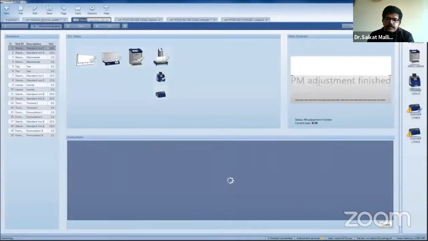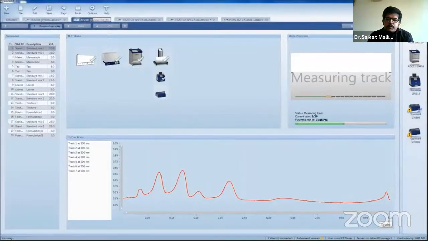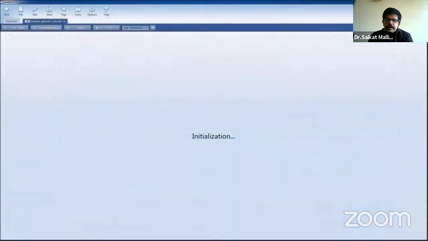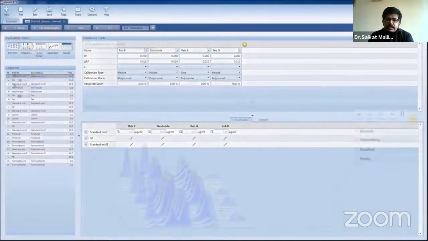And everything is done automatically. You don't have to do anything manually. The humps which you see are coming from the sample, and each hump is basically a spot, a band that has got separated onto the plate. And after correlating it to the concentration as shown in this page, you can actually do a calibration of it and understand what molecule is present at what quantity.